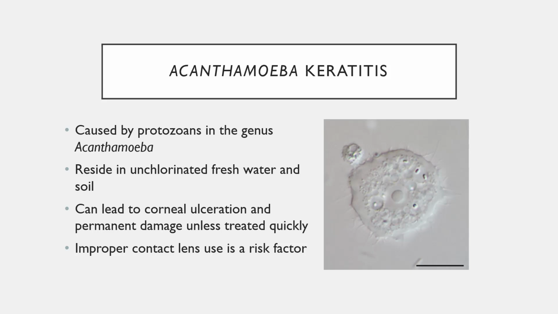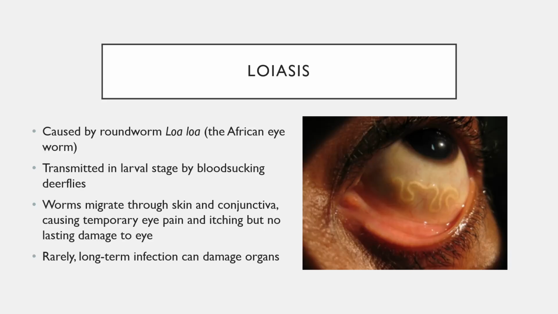Last but not least, we have loiasis, which is caused by the roundworm Loa loa, a helminth that is also known as the African eyeworm. This is somewhat of a misnomer because this worm actually causes systemic infections, although those infections are often detected when the worm becomes visible in the eye.